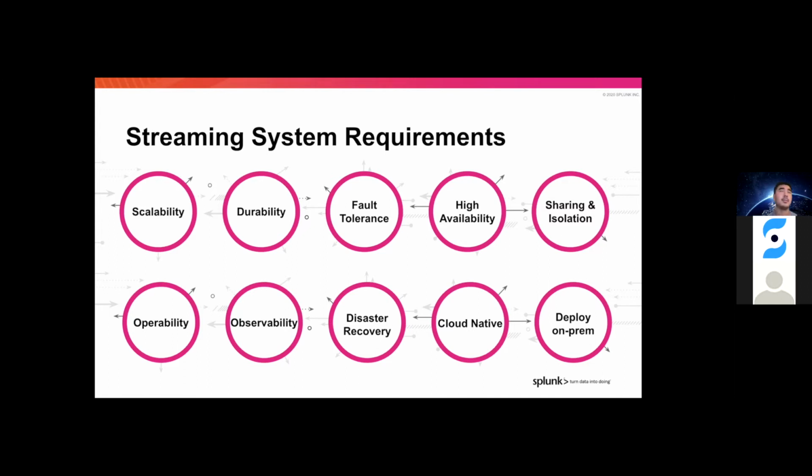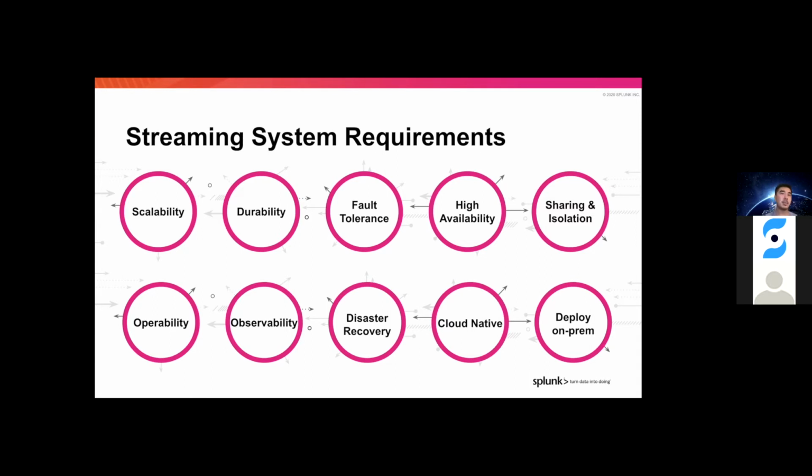Sharing and isolation. This is most important for on-prem or even a SaaS offering of SPS. In a multi-tenant scenario, we want to operate a multi-tenant service in which resources can be shared across our tenants for cost-of-scale reasons, but also have a sense of isolation, so that you don't have a noisy neighbor problem in which what one tenant is doing might affect what another tenant is doing.